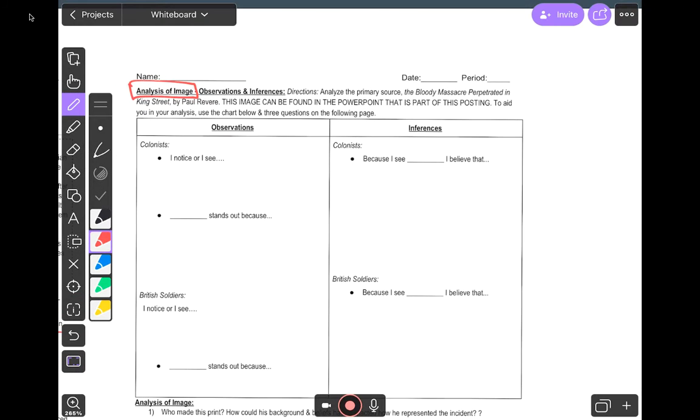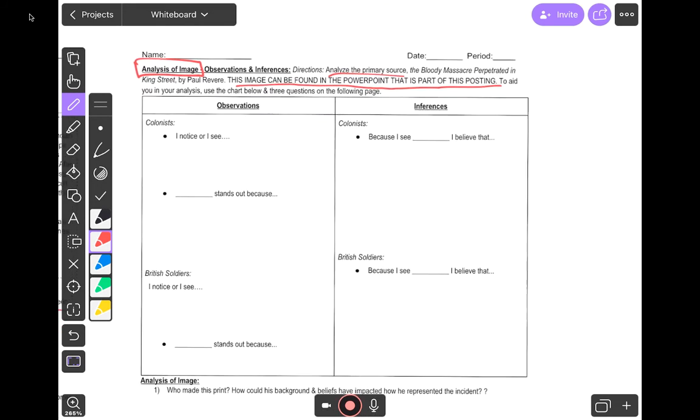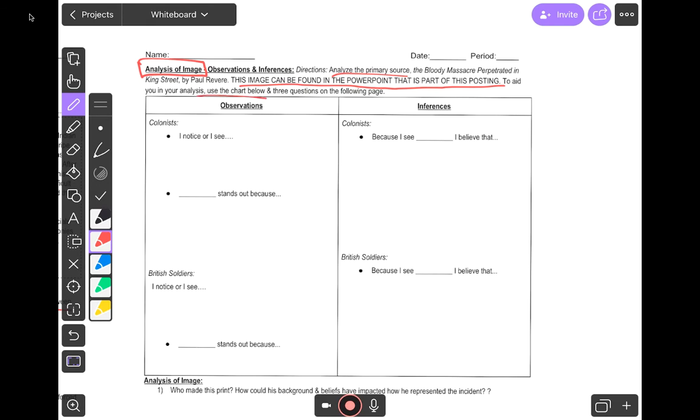So it says directions. Analyze the primary source, The Bloody Massacre Perpetrated in King Street by Paul Revere. As it says here, this image can be found in the PowerPoint that is part of this posting. To aid you in your analysis, use the chart below and the 3 questions that follow. So we're starting off by looking at observations, and then we are using those observations to make inferences. And remember, all an inference is an educated guess.